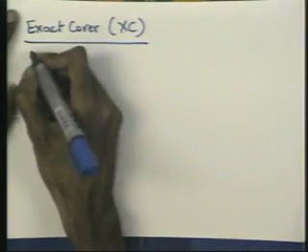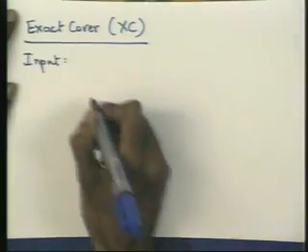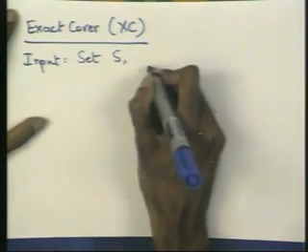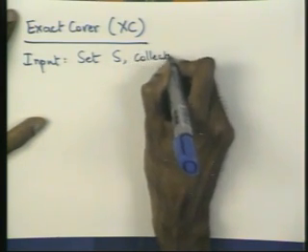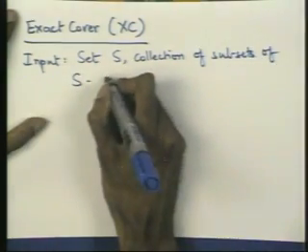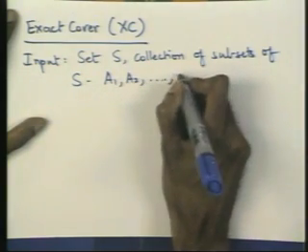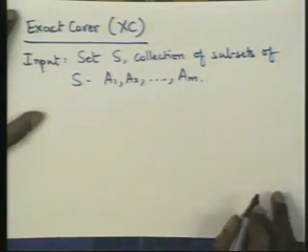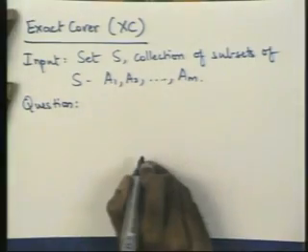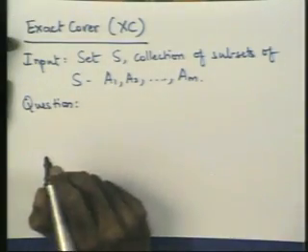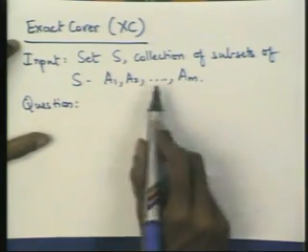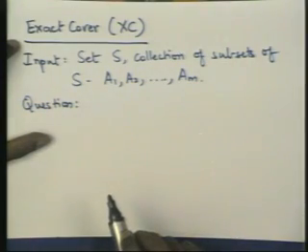Okay, here the input is a set S and a collection of subsets of S, A1, A2, and so on up to Am. So there are m subsets of S. And the question we ask is the following: is there a sub-collection of these sets so that the union is S, and the sets in this sub-collection are disjoint?